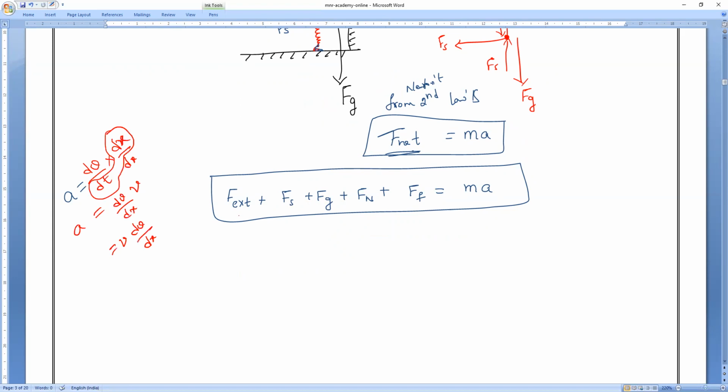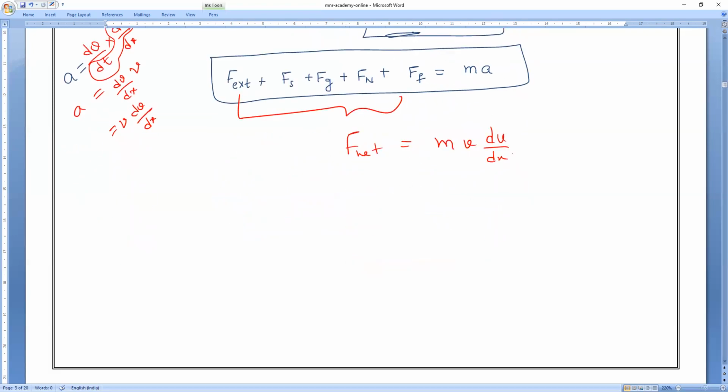Everybody clear? So all these forces we call F net. So F net is equal to m into v dv by dx. Is it clear, everybody? Now dx will come to this side. So F net into dx is equal to m v dv. Clear, everybody? Now apply the integration concept. Force into displacement is equal to something. What is that? Work done.